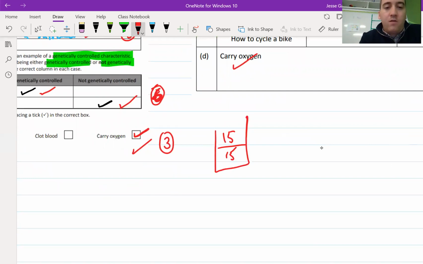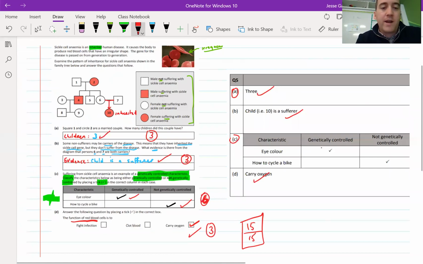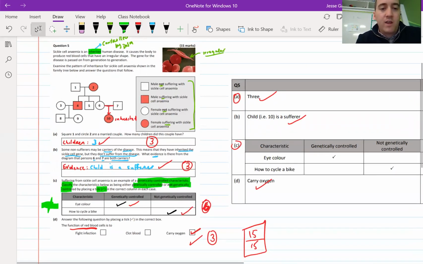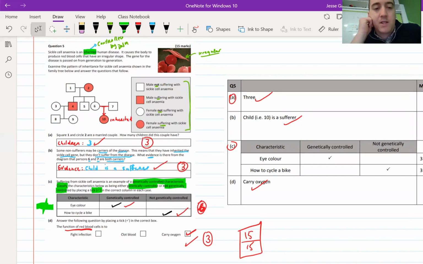So again, hopefully you are getting the idea that these exam questions are very manageable. You just have to sift through the information, find out what's important, and make sure you don't skip any bits or miss any bits, and be careful, make sure you read them very carefully.